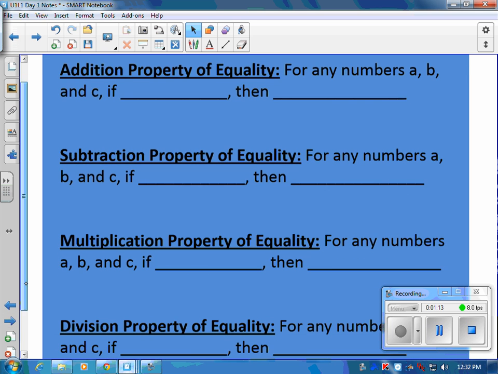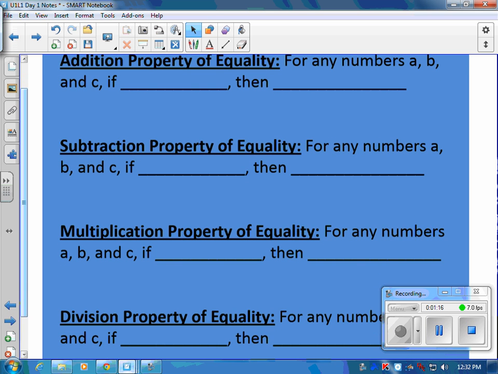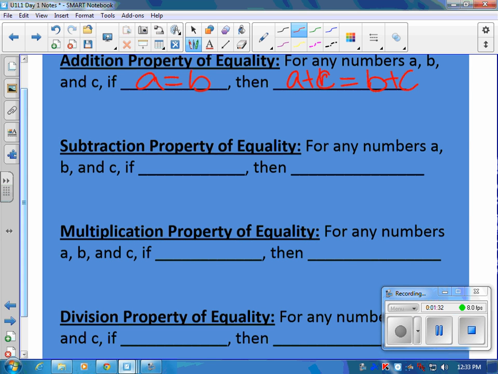So here we have all of our properties, and you should have filled these properties in from your book. We have already talked about these properties. If I have an equation, so I see an equal sign, we know that what I do to one side, I must do to the other. So if I add c to the left-hand side of the equation, I have to add that same value to the right-hand side. And it goes the same for subtraction, multiplication, and division. So we just need to know what we do to one side, we must do to the other when we are working with these equations.